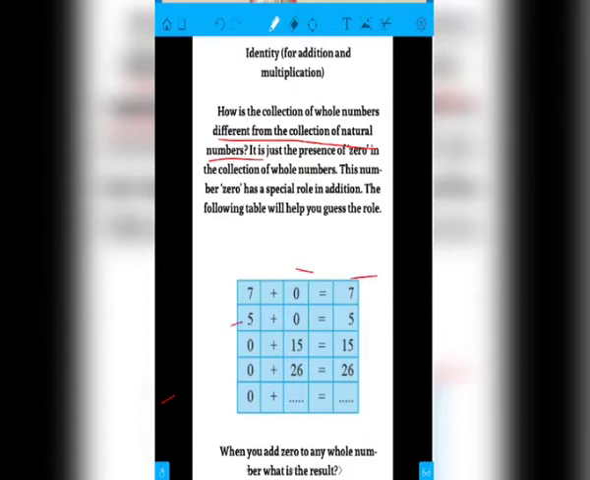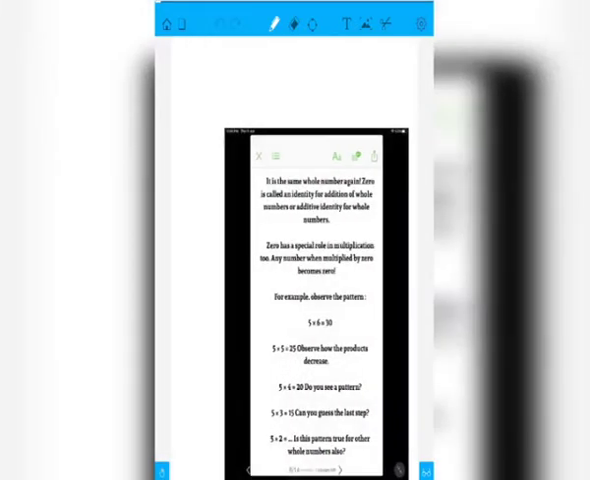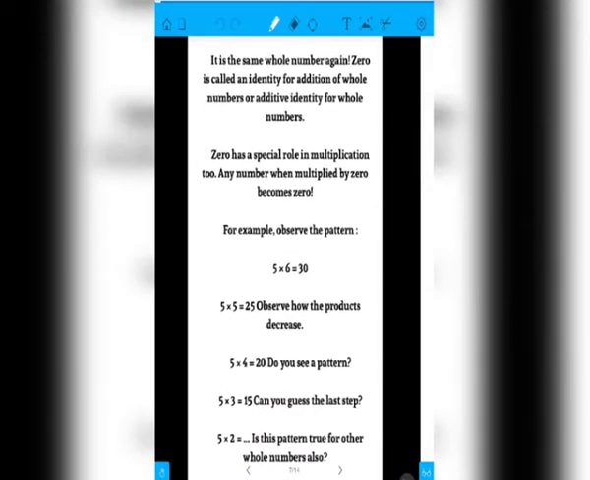For example, if I say 5 plus 0, the answer will be the same. 0 plus 15, the answer will be the same. 0 plus 26, the answer will be the same. That is the number itself. So when you add 0 to any number, what is the result? You will say the number itself. Now it is the same whole number again. So 0 is called an identity for addition of whole numbers, or additive identity for whole numbers.